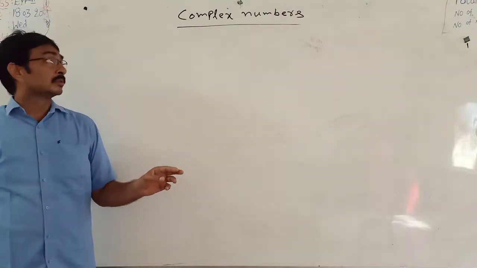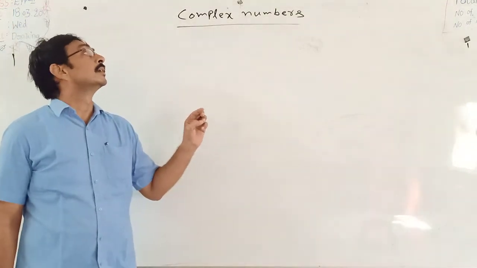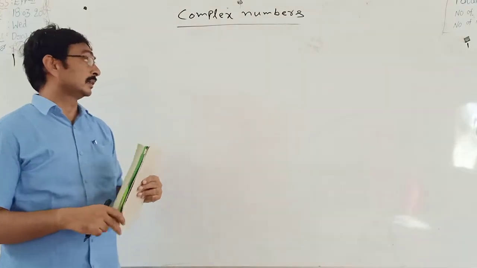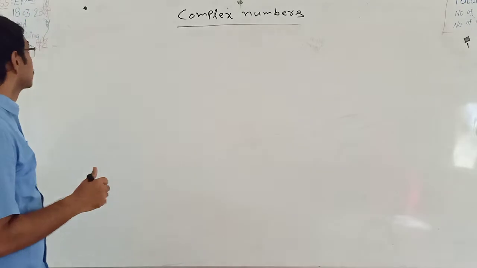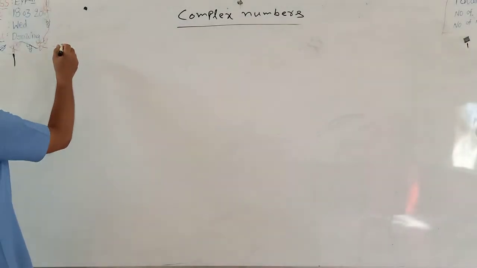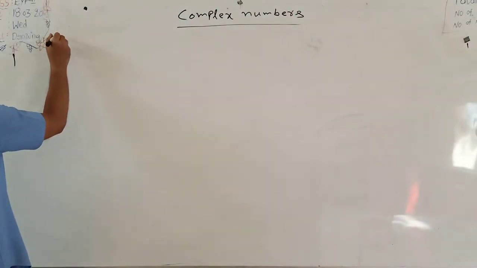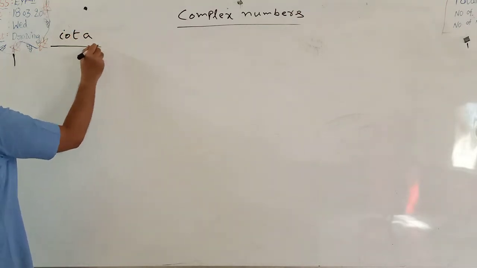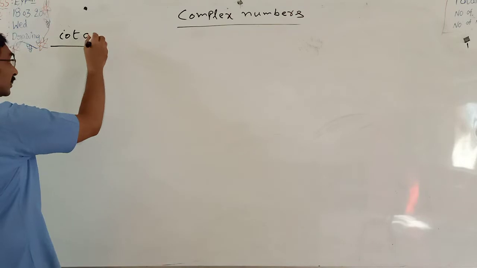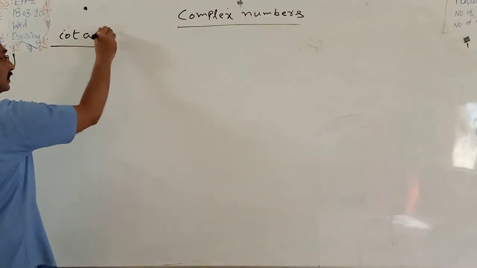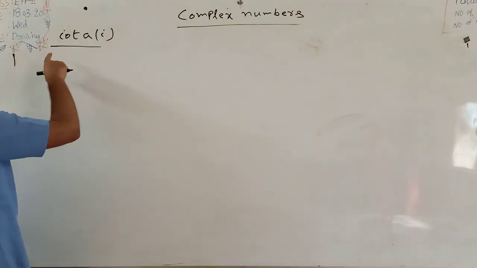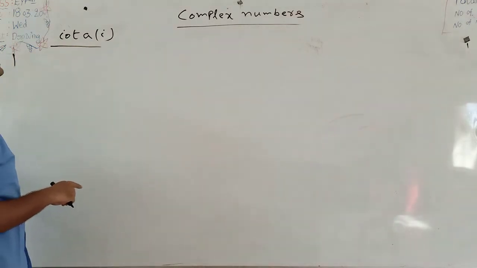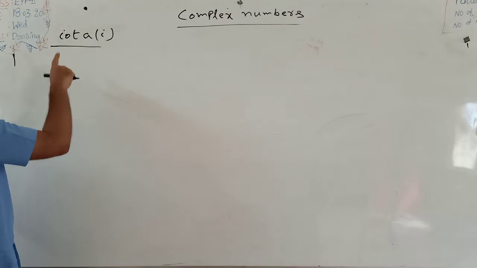Today I am going to explain a new concept, complex numbers. New lesson: complex numbers. See first concept, notation iota. All of you know the meaning of iota, that is i. Already we have used this many times in first year in different topics, right?